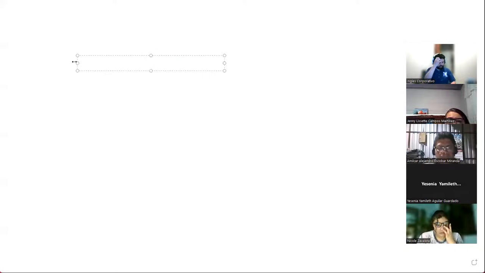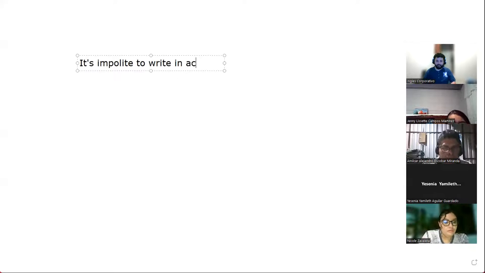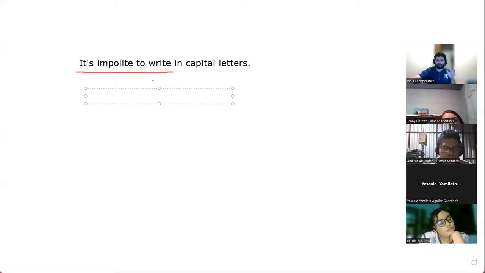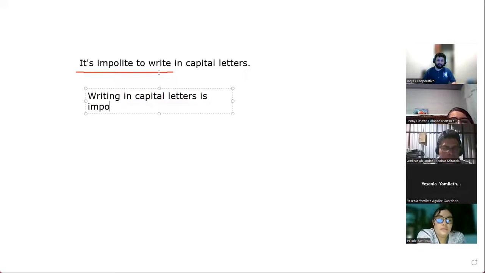So I heard this example. It's impolite to write in capital letters, right? Okay, I like this example, but now we're using an infinitive phrase, right? To write. So let's use this phrase, guys, but I want you to transform it. Is it possible for us to use this as a gerund? Can we portray the same idea using a gerund, yes or no? What do you think? Yes. Writing in capital letters is impolite. Very good, guys. So writing in capital letters is impolite, okay?